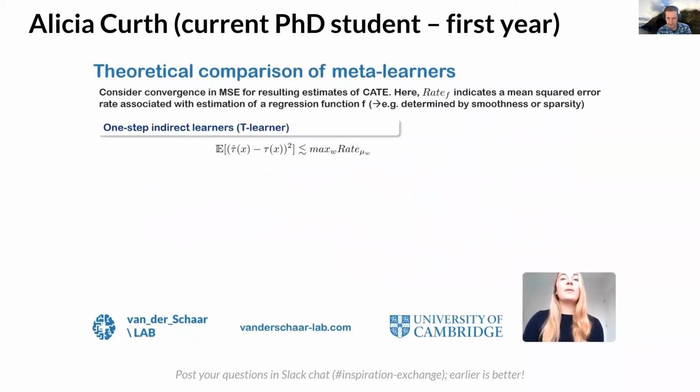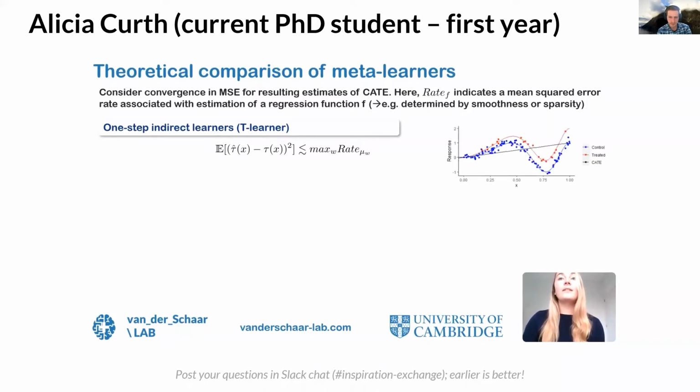To get an insight into how these different meta-learners can be expected to perform in theory, we consider convergence and mean-squared error for resulting estimates of CATE. Here, we use a rate of f to indicate a mean-squared error rate associated with the estimation of a regression function, which is usually determined by smoothness or sparsity of the underlying function, and could be, for example, a nonparametric minimax rate. For one-step indirect learners, we have that the convergence rate is determined by the more complex of the two regression functions.